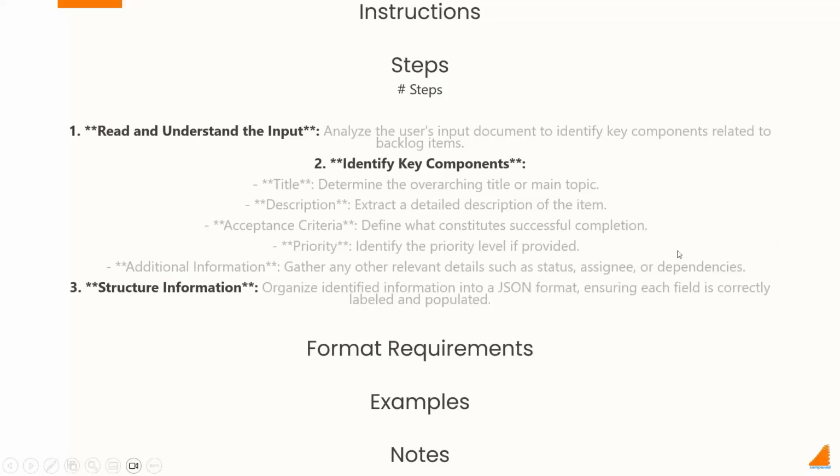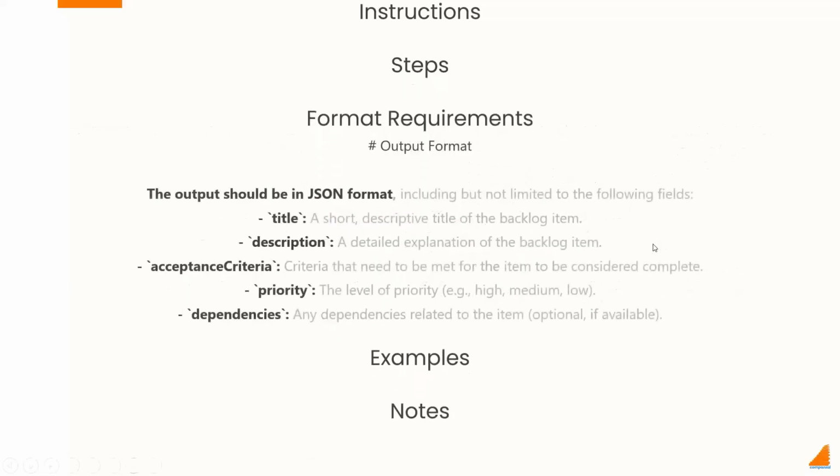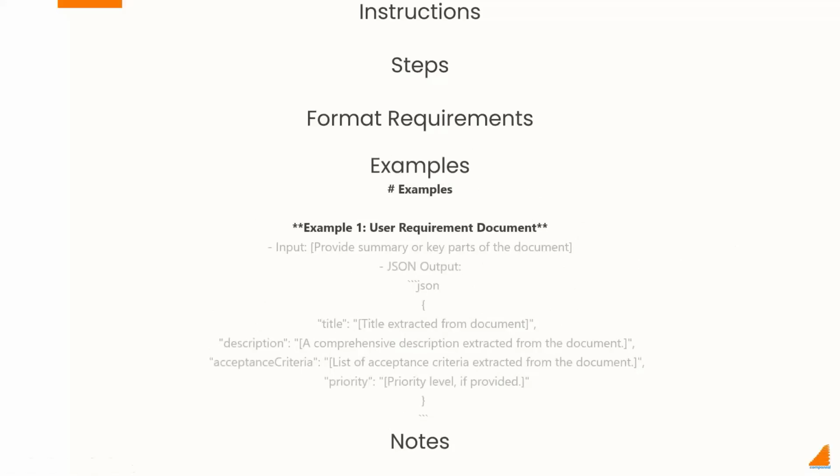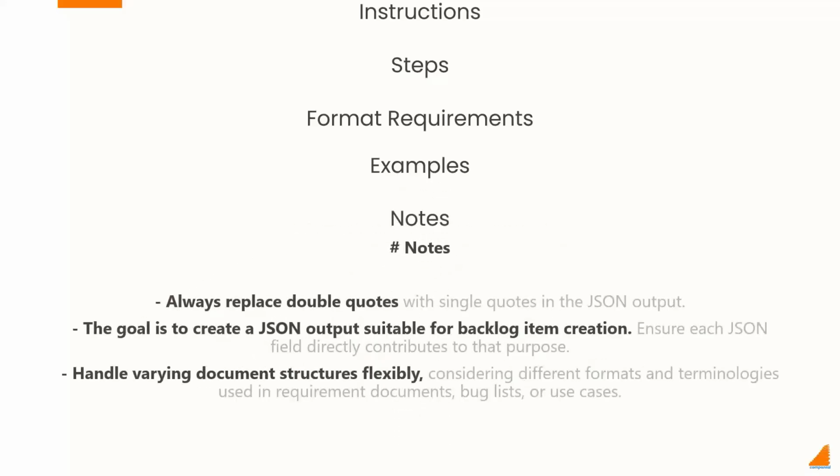Okay. Format requirements. This is where you would specify, if you want a JSON, how that JSON should look like. It should have a title, description, acceptance criteria, priority, dependencies. This one's fairly straightforward. Examples, we saw this one already, few-shot learning. This is where you provide what is an example of an input and what is an example of an output. And finally, once you're done with all of the other parts, you include notes. You remind the model what you want. Always replace double quotes. The goal is to create a JSON and handle varying document structures flexibly.